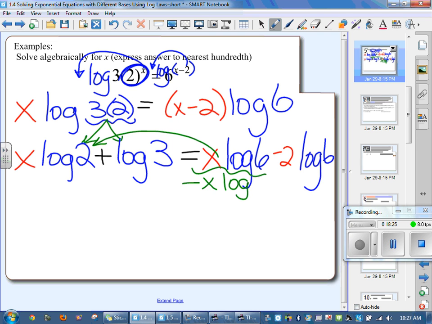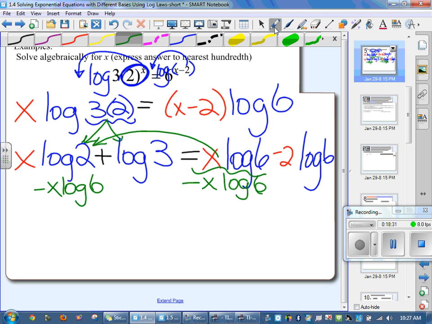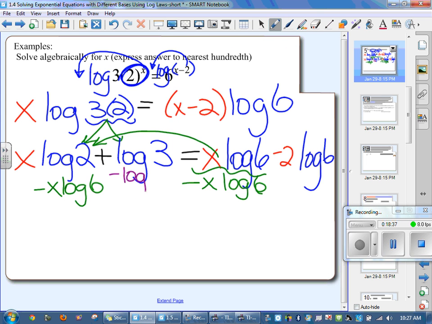Then I need to get rid of log 3 because it doesn't have an x. So I'm going to subtract log 3 on the left, and I'm going to subtract log 3 on the right. Now when I rewrite this, I have to rewrite it in a specific order. Whatever originated on the left or on the right that didn't move has to be written first on that side.